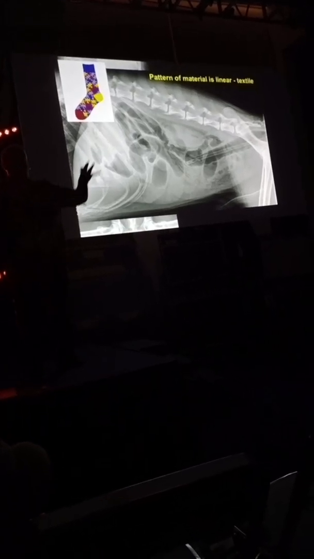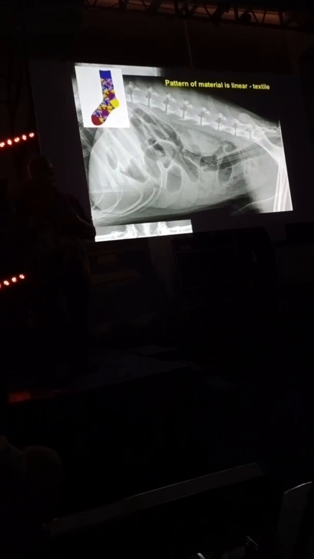But a couple of great, important teachings from this one. Number one, obstructed pattern. Number two, look at the pattern of the material in the small intestine or stomach. Does it have a pattern that's linear or folded linear, like textile? If it's a mineralized foreign body, or if it's a metallic foreign body, that's easy.